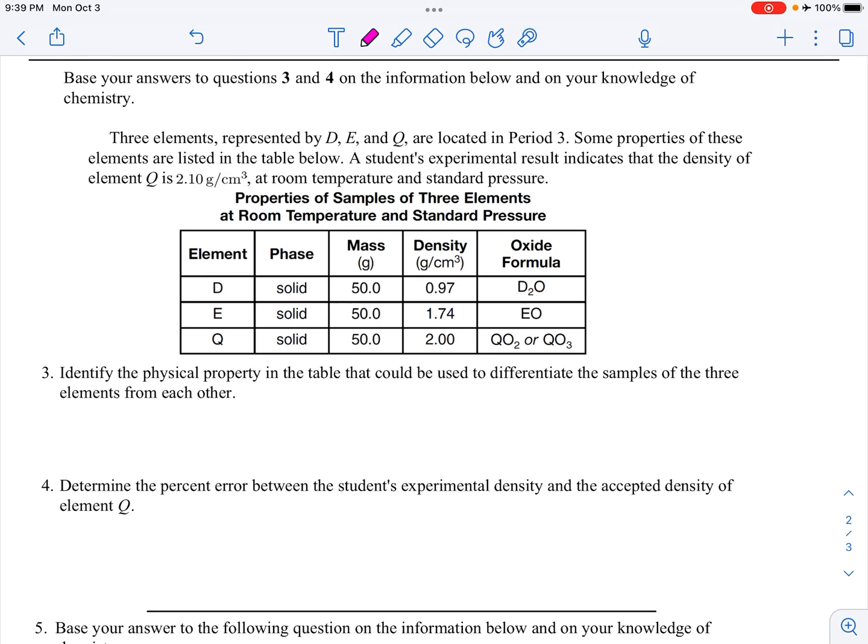So physical properties are things that we can observe, we can calculate, or measure. We can observe solid, but that's all the same. We can measure mass, but that's all the same. And density we could calculate, and look, that's all different. So density is what we could use.